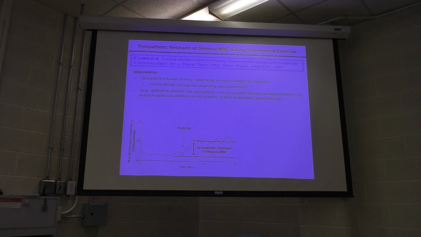So the MSNA is still there, but the vasoconstriction won't be. And so their goal was to determine whether the sympathetic nervous system tonically restrains active muscle vasodilation. I think we talked about this last day, we might not have, but basically the idea was maybe the body somehow knows to only send high sympathetic activity to the inactive muscles, and it doesn't send it to the active muscles. Like I said, people were kind of stupid back in the, oh, this was '97, okay.